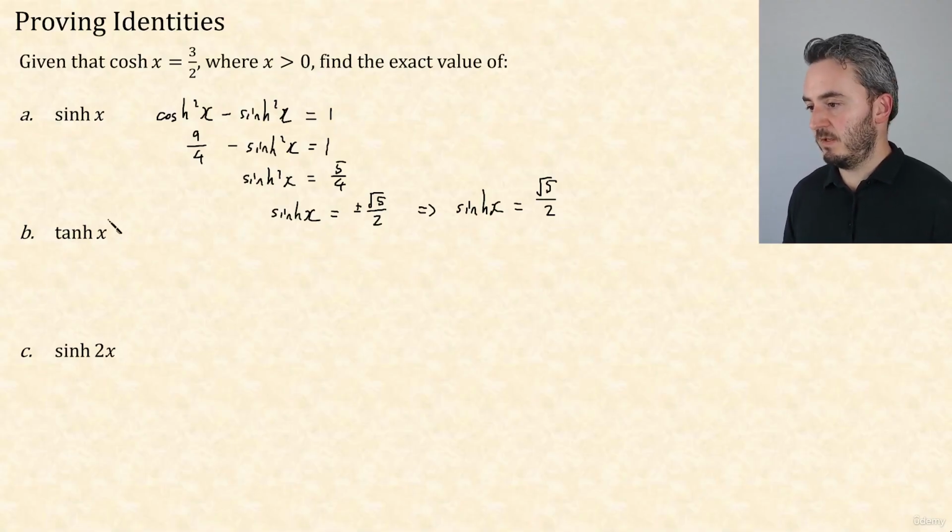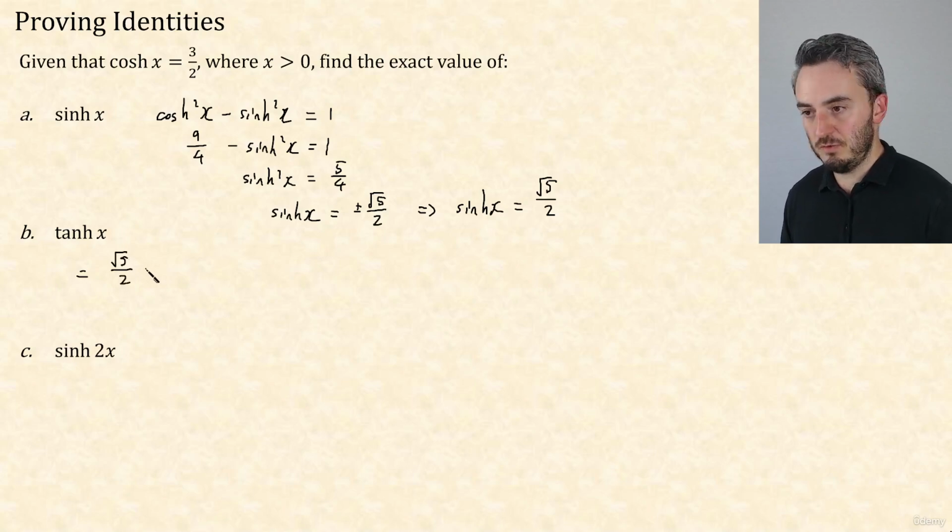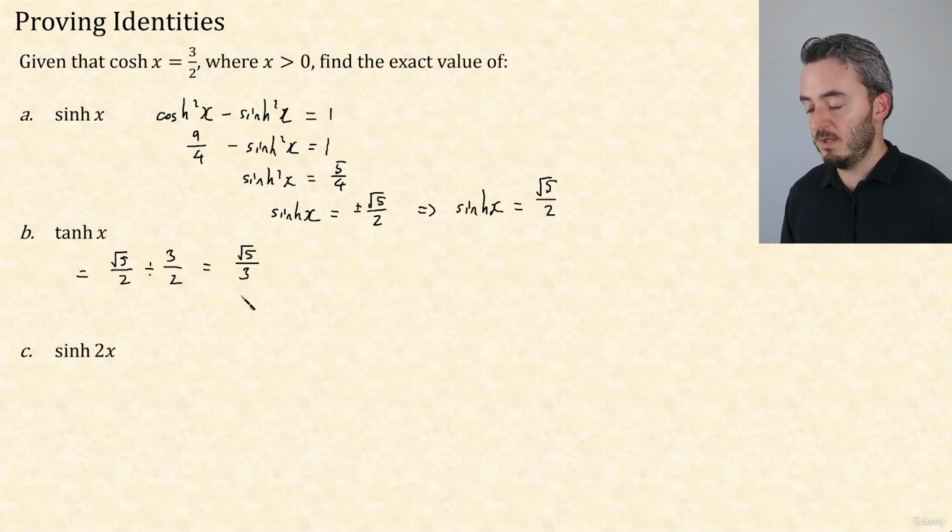All right, tanh x. Well, tanh x is just sinh x over cosh x. So this is simply going to be root 5 over 2 divided by 3 over 2, which gets us root 5 over 3. Finally, sinh 2x, well, we can use our identity, which is that sinh 2x is 2 sinh x cosh x.